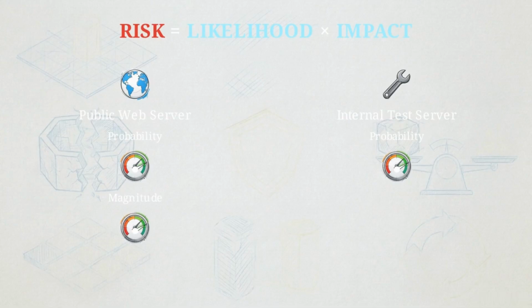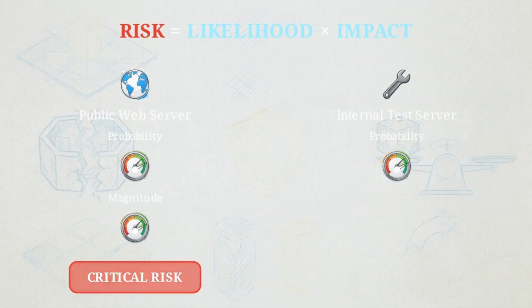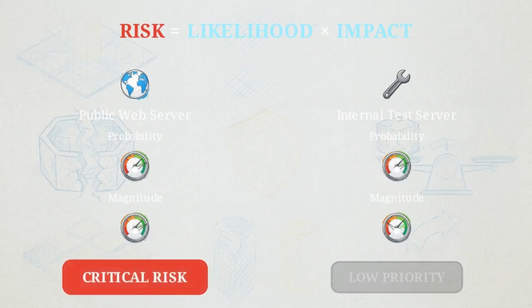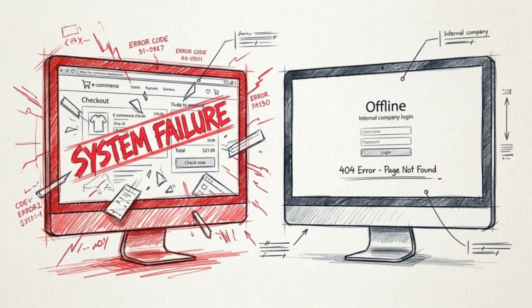The public web server holds customer data. A breach results in service outages and heavy losses. Because the impact is high, the resulting risk is critical. The internal test server holds only dummy data. A breach here is a minor inconvenience. Despite the high likelihood of attack, the low impact results in a low priority rating. Identical vulnerabilities yield radically different risk profiles depending on the impact to the organization.